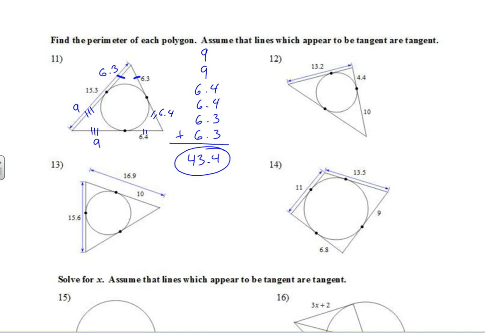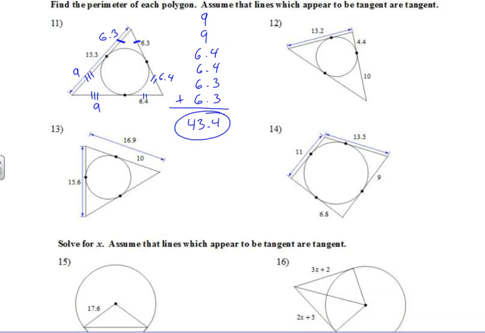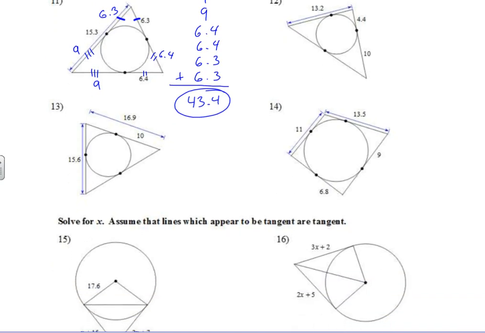Okay. So I'm not going to do all of these, but I'll just do one more. I think you can get the idea pretty quickly here. Look at number 14. We've got 11. How are we going to do this? Okay, 6.8 is going to be this side. 9 would be this side. So if I did 13.5 minus 9, this piece would be 4.5, which means this piece would be 4.5. And then 11 minus 4.5, so we got 6.5, 6.5.